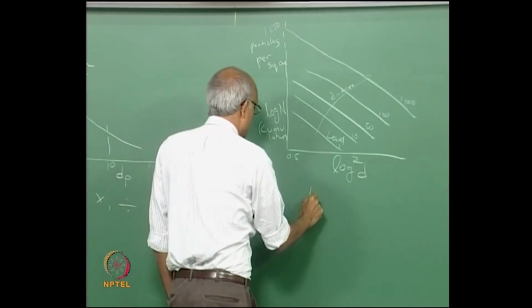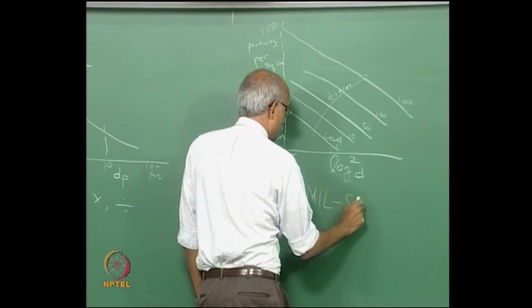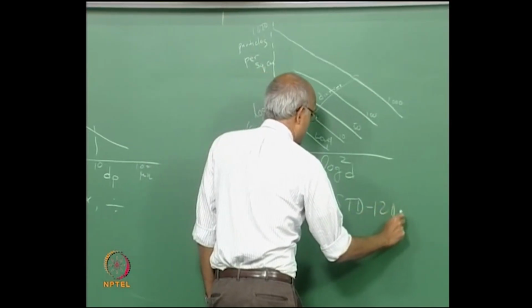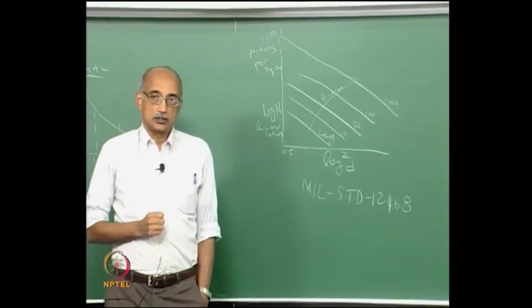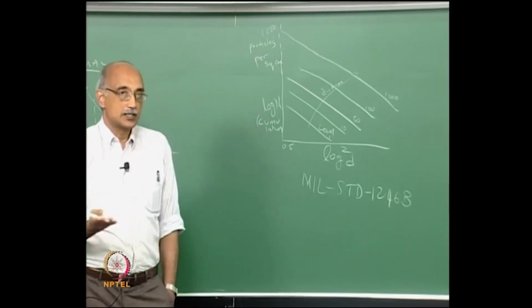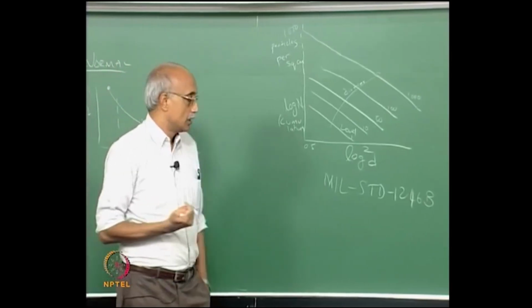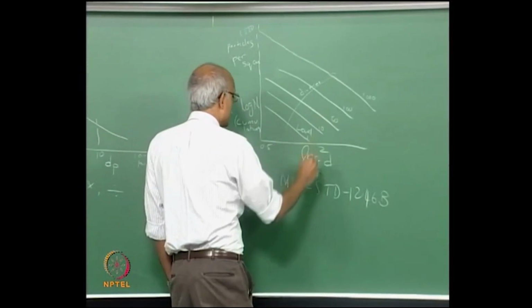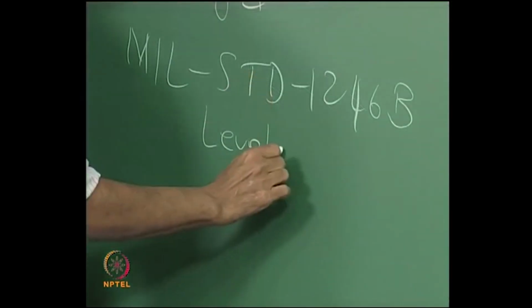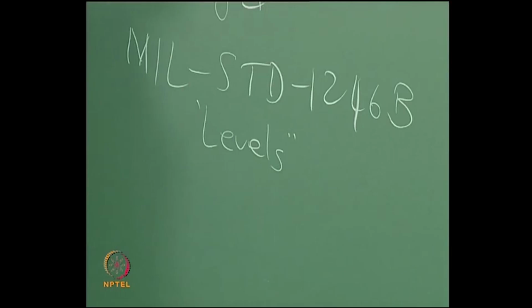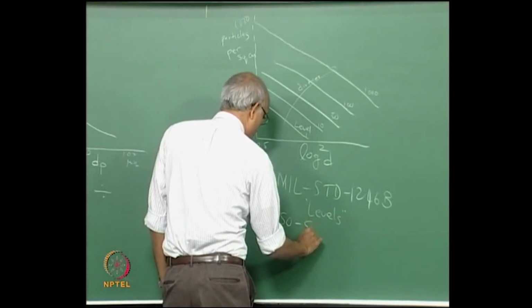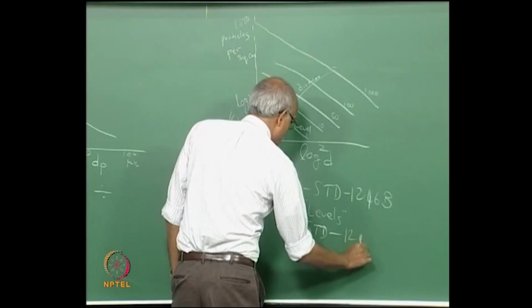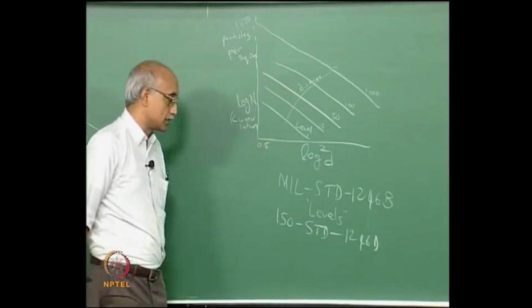In fact, there is a mill standard that was written many years ago. It is called the mill standard 1246B. It was actually developed by the aerospace industry in the US to describe how clean spacecraft surfaces needed to be, and they defined these levels. So, these levels that we talked about are all related to this mill standard 1246B. Now, more recently these have been adopted as ISO standards, and the latest designation is ISO standard 1246D.